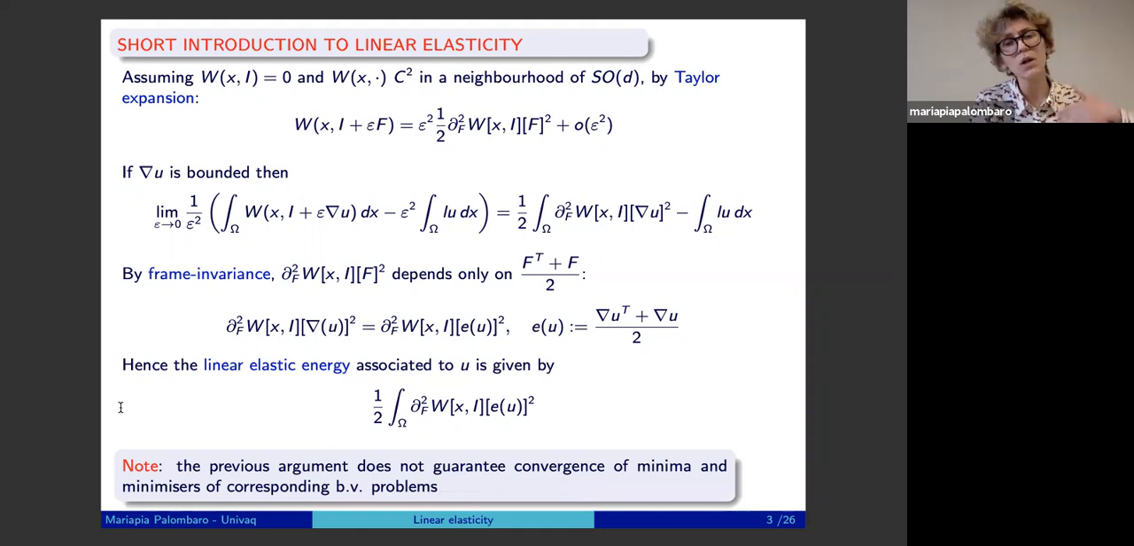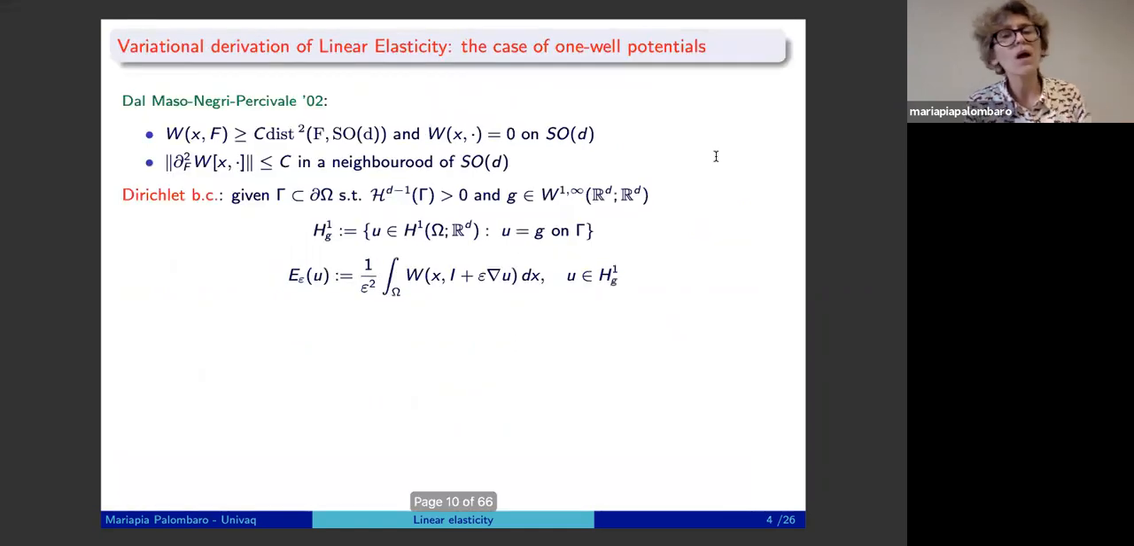This computation does not guarantee the convergence of minimum problems, does not guarantee that the minimizers or almost minimizers of this functional will converge to the minimizer of this functional under suitable boundary conditions, of course. And moreover, we also assume that the gradient of u, of the displacement, is bounded, which is not always the case. So this is just a formal computation, and the first rigorous justification of this procedure was done by Dal Maso, Negri, and Percivale in 2002.